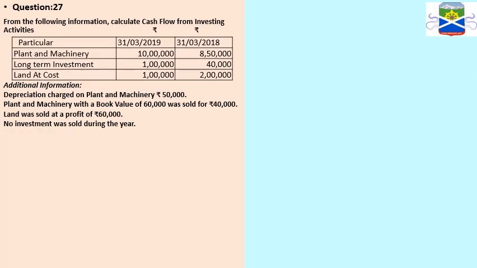We go for another question and calculate the cash flow from investing activity. Here the opening and closing balances of plant and machinery are given, long-term investment is given, and land at cost is given. Additional information given is that the depreciation charge on plant and machinery is 50,000. Plant and machinery with book value 60,000 was sold for 40,000, and land was sold at a profit of 60,000. No investment was sold during the year. So that's the question, and from here we have to find the amount of cash flow from investing activities.